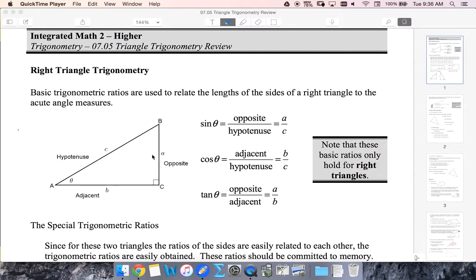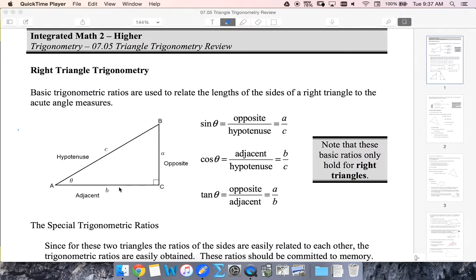The other two sides are legs of the triangle, and if we put an angle theta here at point A, then we call the side that's opposite of the angle the opposite leg, and the side that touches the angle that is not the hypotenuse the adjacent leg.